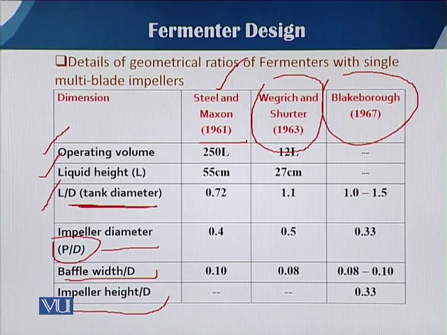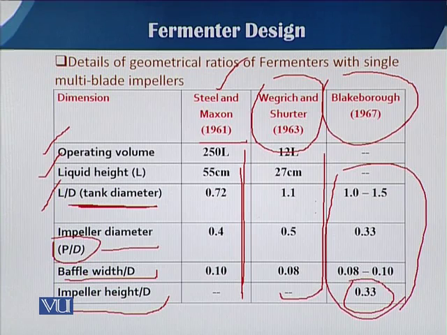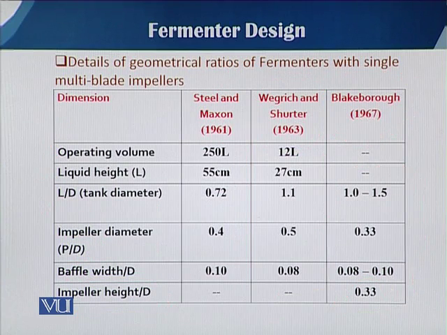Suppose we want to design a 300 liter fermenter. Keeping in mind the dimensions given by Steele and Mohsin 1961, we can follow these lines. If we want to design a fermenter with a single impeller keeping in mind Wagerich and Shelton, then we can use these. Likewise, Blackborough is very critical because it has given the impeller height to D ratio, which is 0.33. So by using the geometrical ratios, we can design any fermenter having a single impeller.